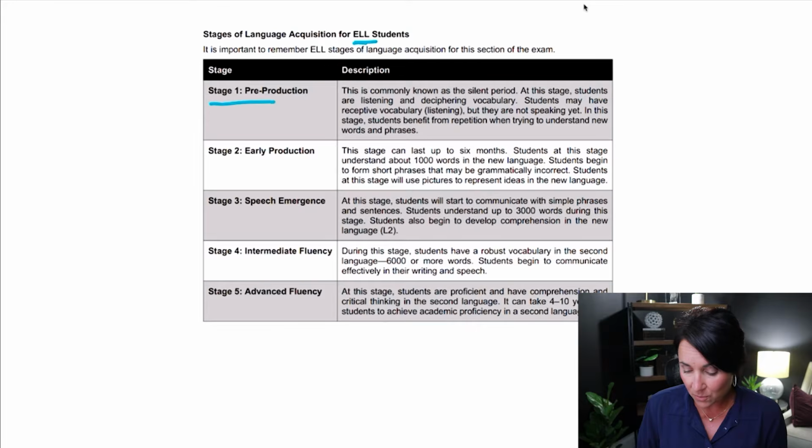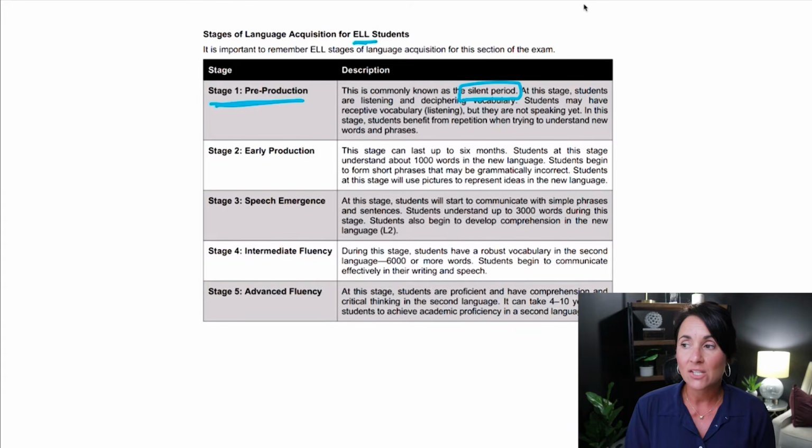So let's go through the stages here so we understand a little bit more of what these kids are going through. So stage 1 is the pre-production stage, and this is often called the silent period or the silent stage. In fact, I follow this ESL person on Instagram, and she writes all these really cool sketch arts, and she just did a really cool sketch art on the silent period. And when a student is in this period, leave the student alone. Do not say, okay, answer this question and put the student on the spot. Do not ask the student to read aloud.